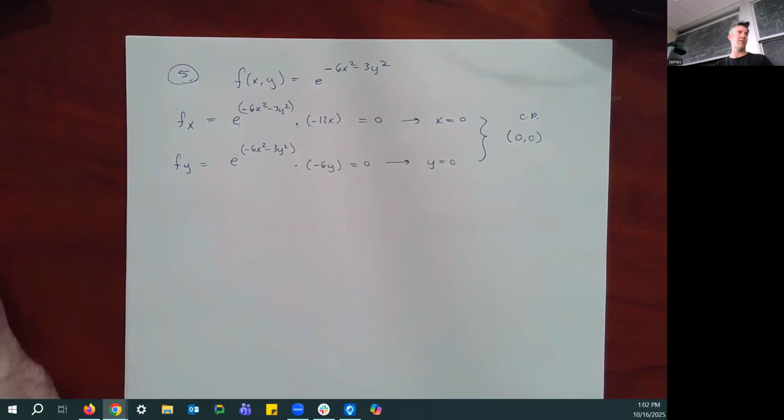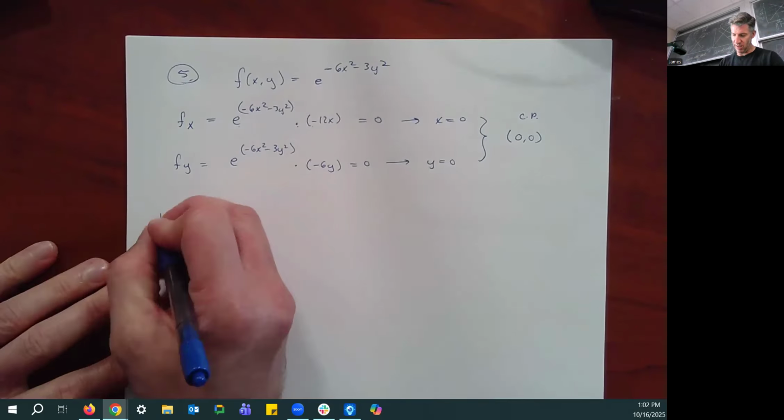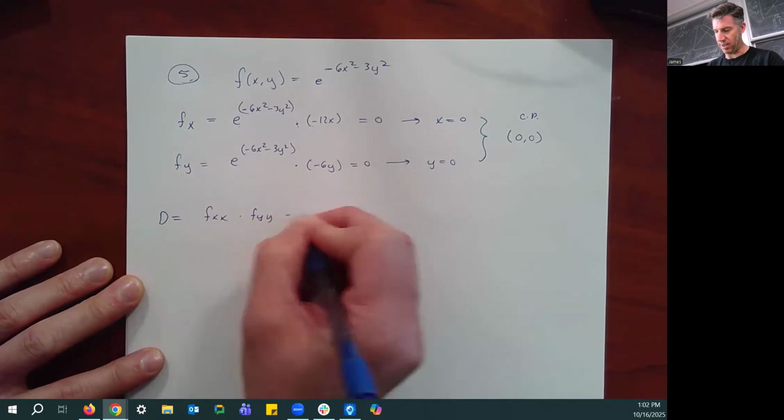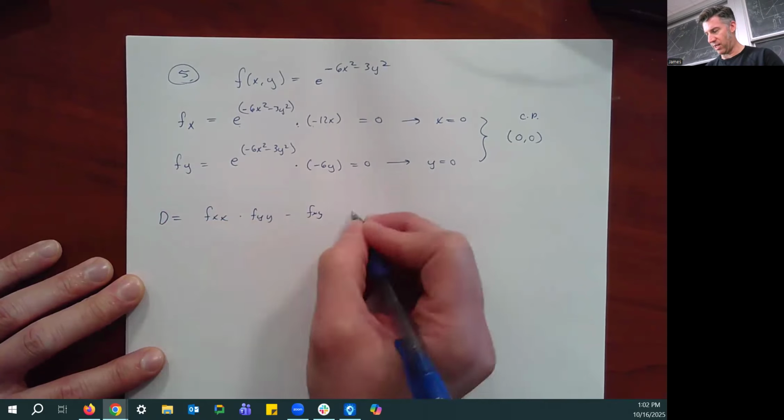Now for the fun part. And by fun, I mean not fun. We have to find d, and finding the second partials here is kind of annoying, but we got to do it. So let's find d, fxx, fyy, minus fxy. So we're going to get, let's see here.